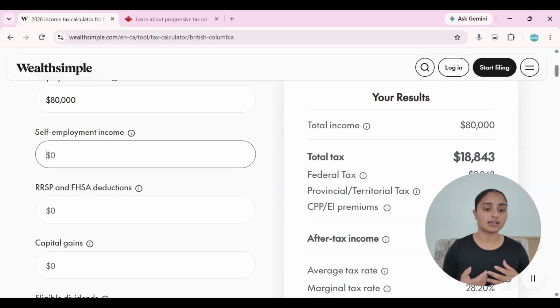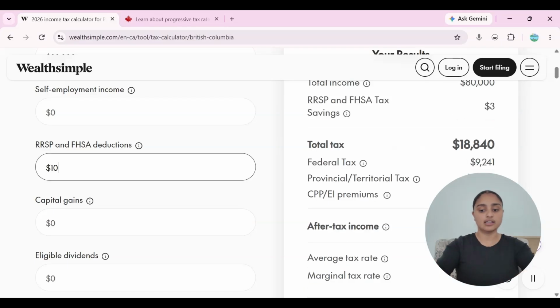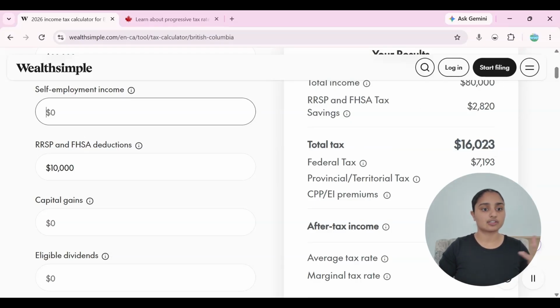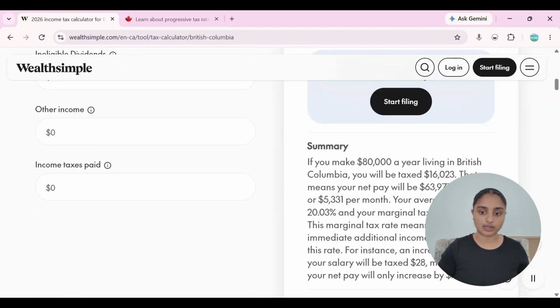And this is really cool too, the RRSP and FHSA deduction. If you're looking for a smart way to reduce your tax or get a tax refund this year, let's say you ended up paying 18,843, you can contribute to your FHSA and RRSP. Let's say in total you contributed 10,000 this year, so you can reduce the tax that you owe. Either, if you're self-employed, you owe less tax, or you'll get some type of tax refund back. And there are lots of other things as well, which I won't go into.